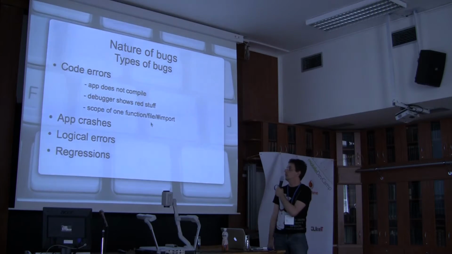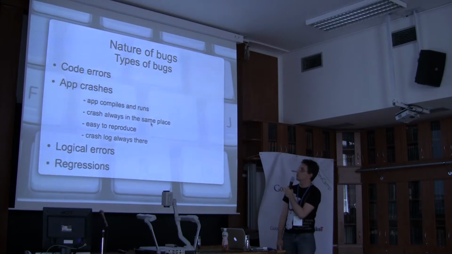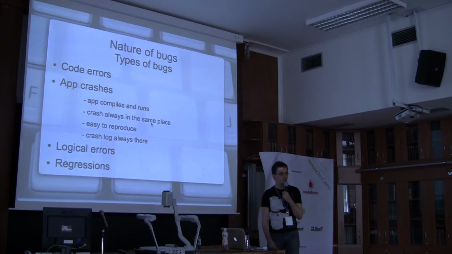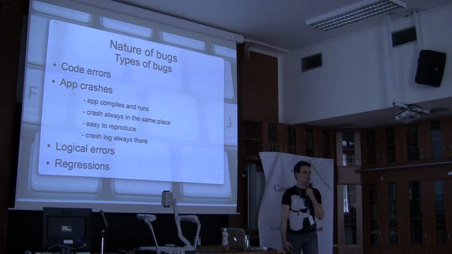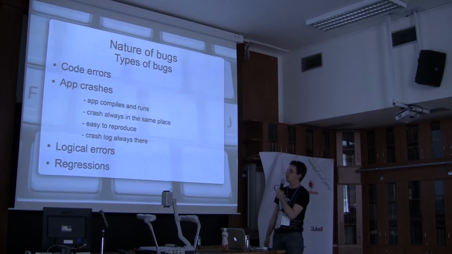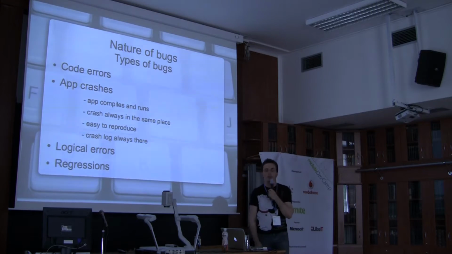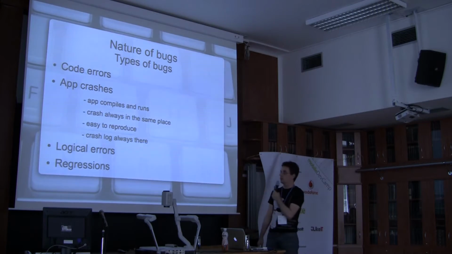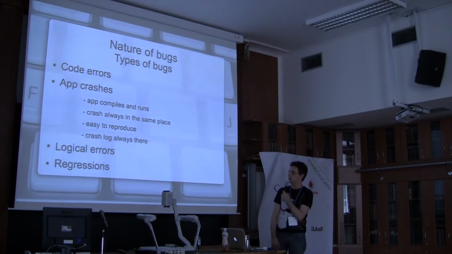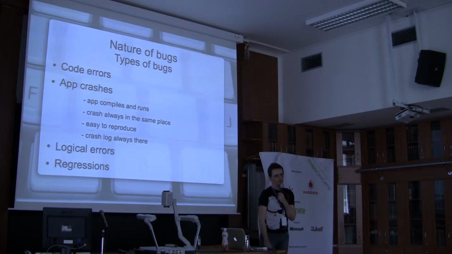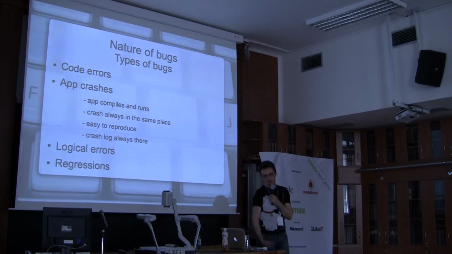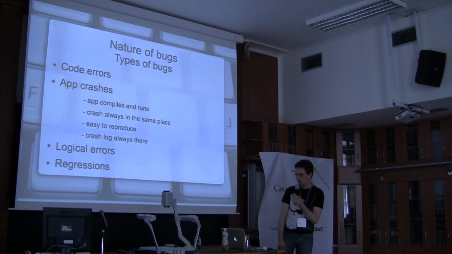It's right on your computer. You can fix it. Then there's when the app crashes and the crash is consistent, that's what they call app crashes. It compiles and runs. The crash always happens at the same place, so it is actually easy to reproduce if you have enough information, and how you collect the information, that's what my sample is about. And the crash log is always there. That means you have done something really forbidden in the runtime or on the platform.